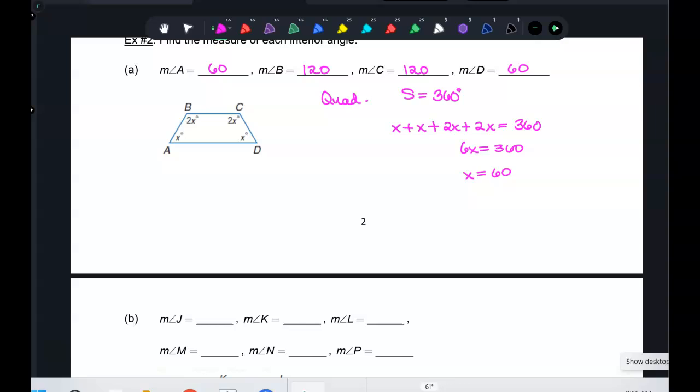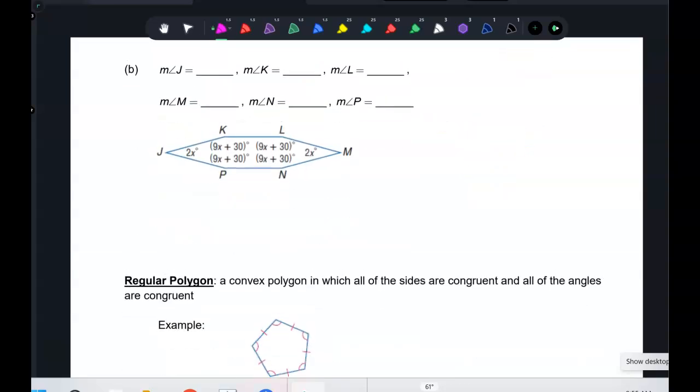How could we check our answer? Add these all together and we should get 360. Cool. Any questions? All right.